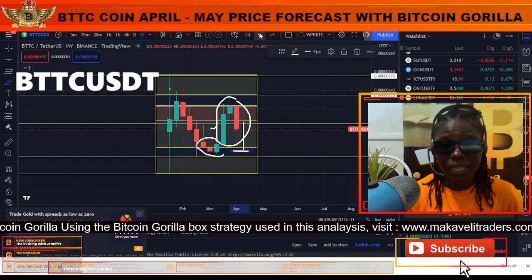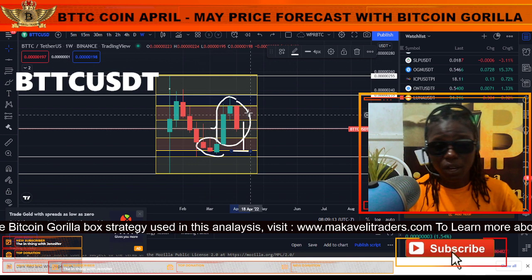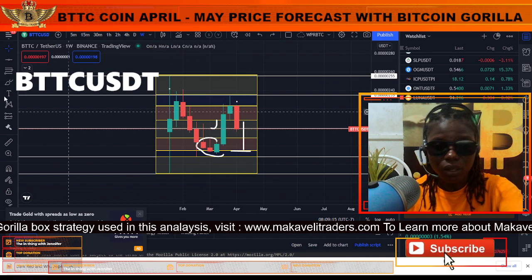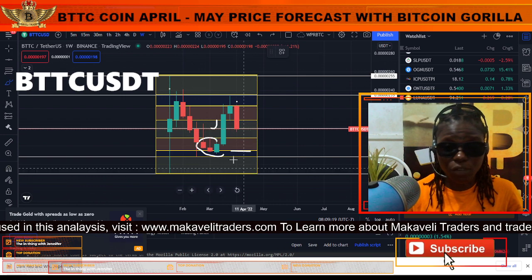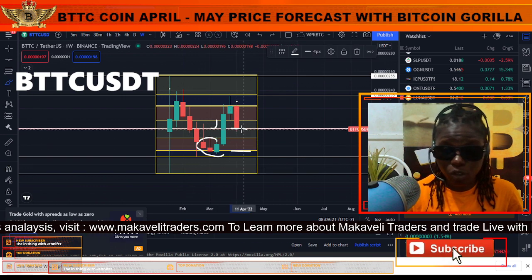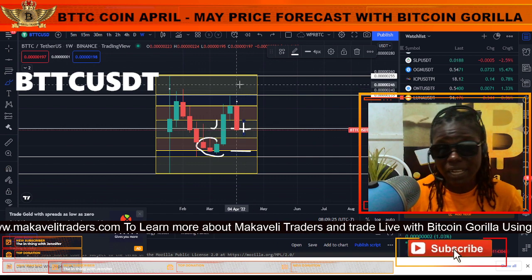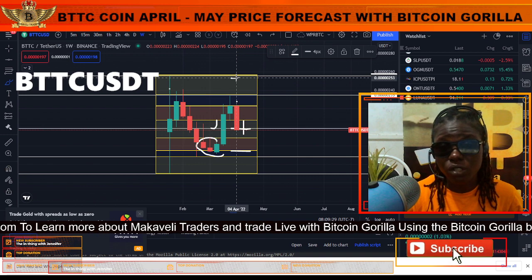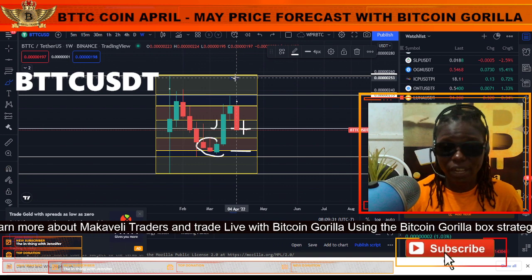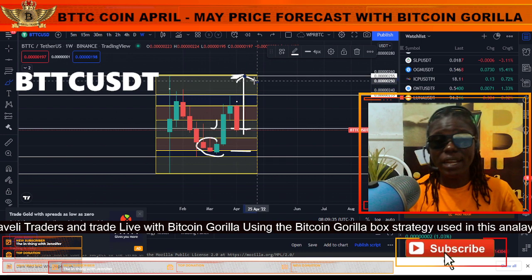So what is the target if they successfully make it out of this point? If they successfully make it and stay above the control line, then their target, like I said, is going to be this 0.0000253. That will be their target. They will get to this point, so they will head like this, right?